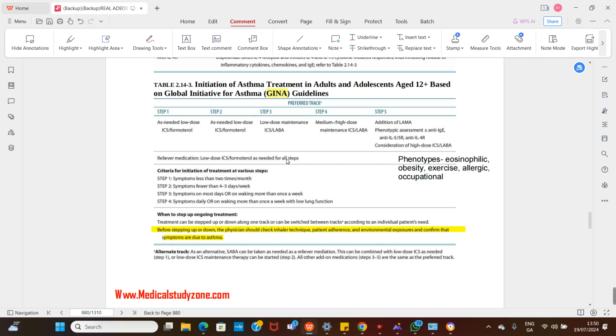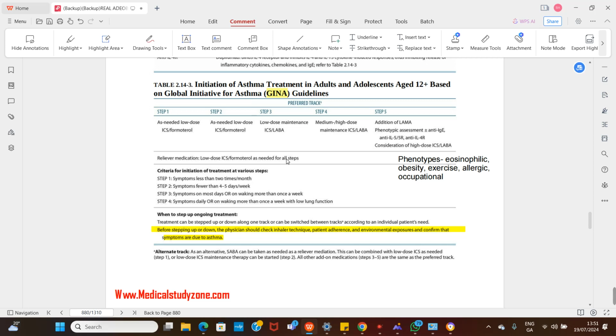Step one, I said, if the patient is having the symptoms less than twice in a month, that is intermittent asthma. So that is step two. For step two, if the patient is having symptoms less than 5 times in a week, yes, 5 times a week.